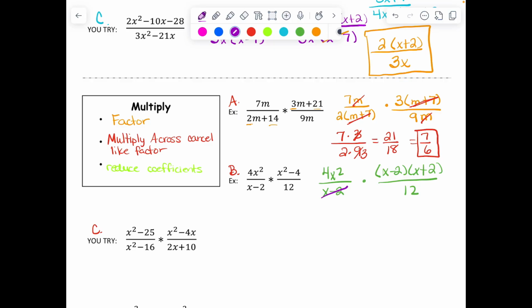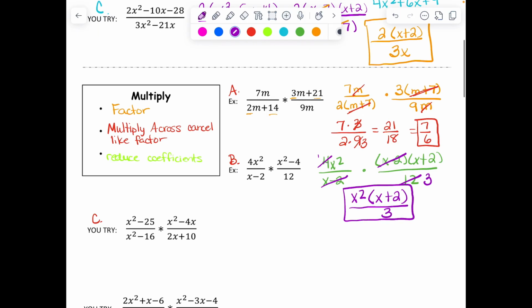So x minus 2 goes away with the x minus 2. The 4, because we can divide it by 4 and get 1, basically, and 4 into 12 gets us 3. So what we end up having left is x squared times x plus 2 all over 3. And that's our answer.